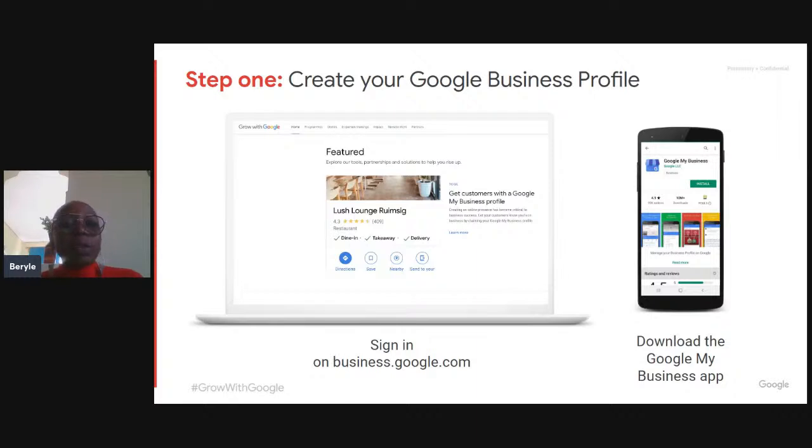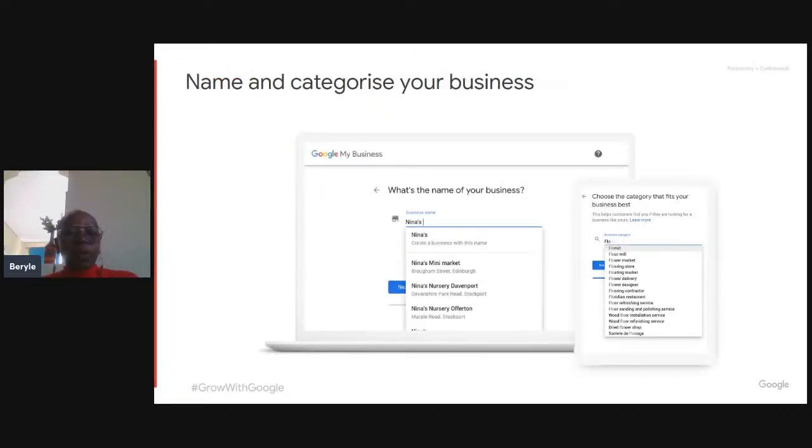There is a form that you're going to fill. Jane will post the link to the form, so make sure you fill the form to help with the verification. If you have a listing already and you want to manage it on the go, you can download the Google My Business app on your phone. So you can also create your profile from your phone and manage it in the comfort of your phone. It's on the go, really. You don't have to have a machine to create and manage the business profile.